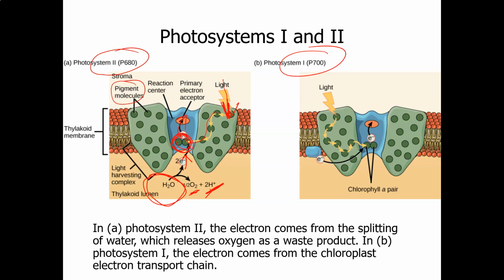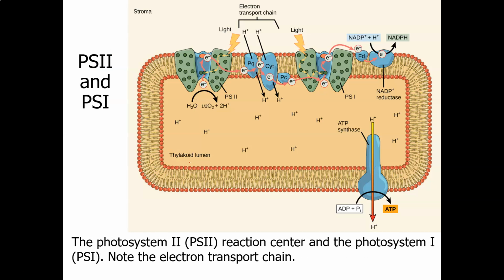And oxygen is released as a waste product, right? This is also the process where oxygen is released to the atmosphere. This is a blow-up image of photosystem 2 and photosystem 1. Photosystem 2 just comes first, and then photosystem 1 comes second.